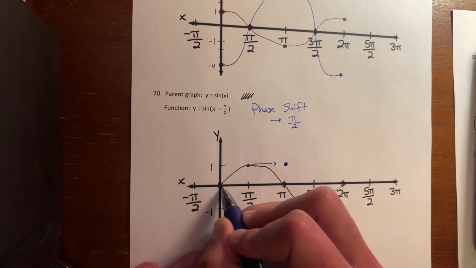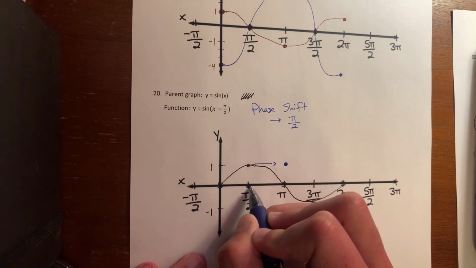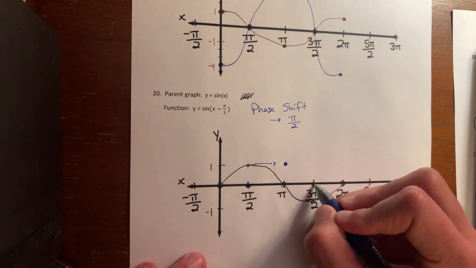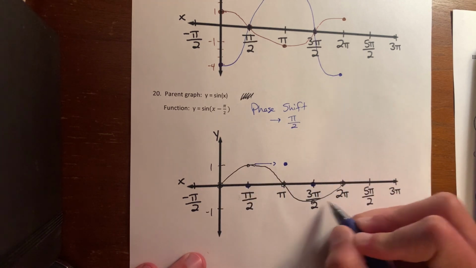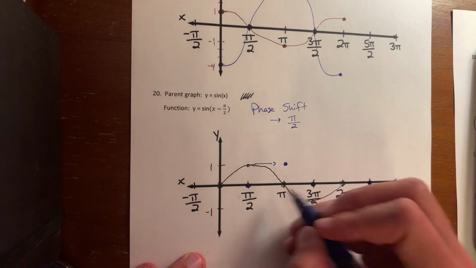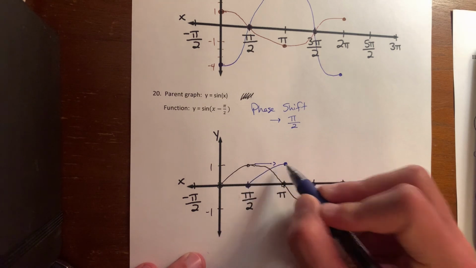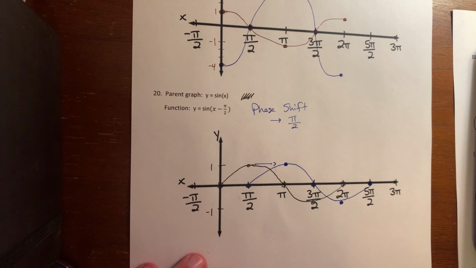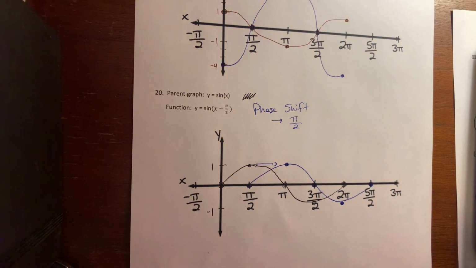So this origin point moves over 1 tick mark to pi over 2. This point from pi over 2 moves over to pi. Every point just moves over to the right 1 tick mark, so this one comes over here, this one comes over here. It would be the same shape, just like that instead. So it's a similar looking graph, just bumped over.